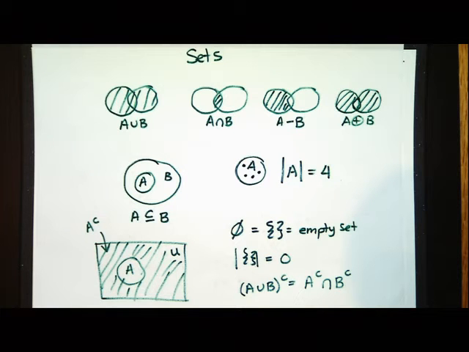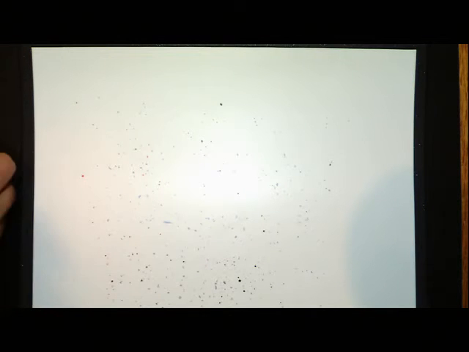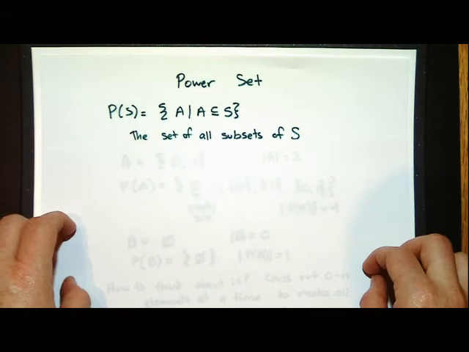Okay, so there are no questions on these basic definitions. Okay, good. So the next thing we need to talk about so you can do your homework is power sets. So a power set is the set of all subsets of a set. And that could be a tongue twister. So a power set is written like this.